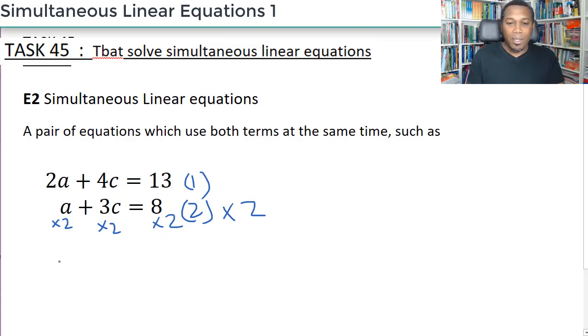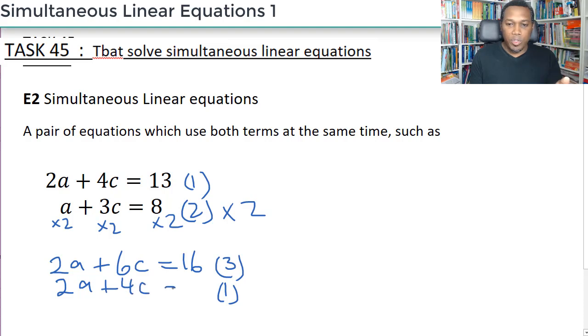What do I get? I'm going to make my equation 3 now, and my equation 3 is 2a plus 6c is equal to 16. Can I just say you don't have to put equation 3 on top? I am going to put it in, then I'll put equation 1 below. So 2a plus 4c, which gives me 13. That's what I got there. I now have my equation 3 and my equation 1.